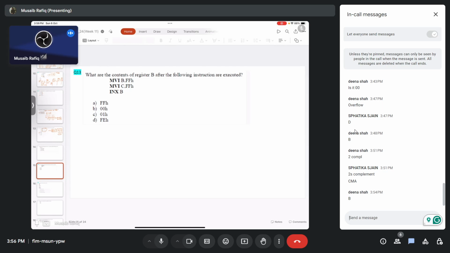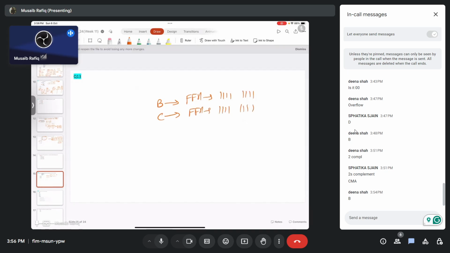So let me just show you. MVI B gets loaded with FFH, that is 1 1 1 1 1 1 1 1. C gets loaded with FFH, that is 1 1 1 1 1 1 1 1.